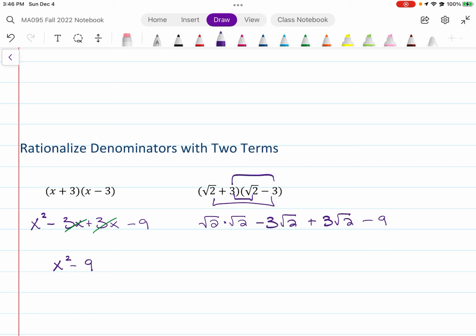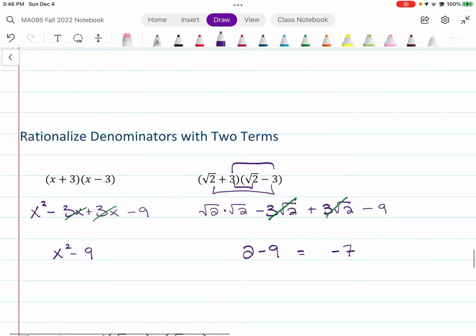Look how similar that is. So what happens to the 3 square roots of 2? We've got a minus and we've got a plus, so they cancel out. And the square root of 2 times square root of 2, what happens to it? It becomes a 2. And we get 2 minus 9, which is just negative 7. Square root's gone. All gone. All right, so that's what we're going to do with these.